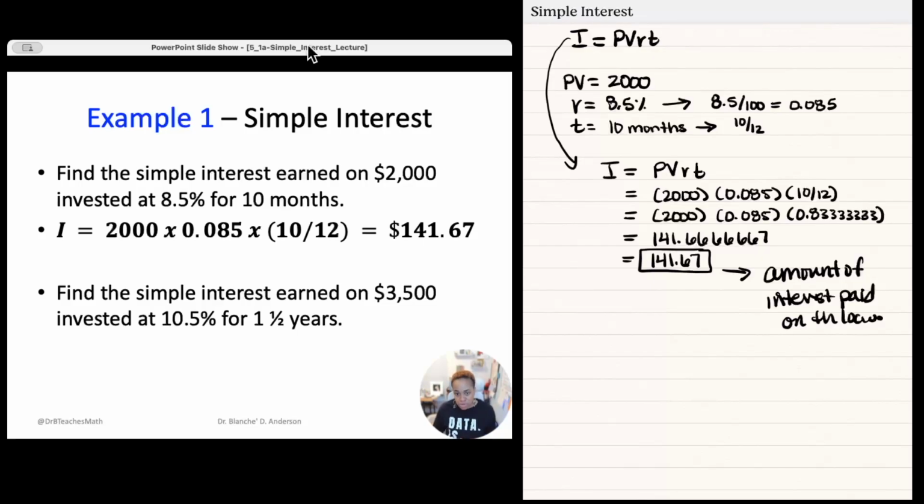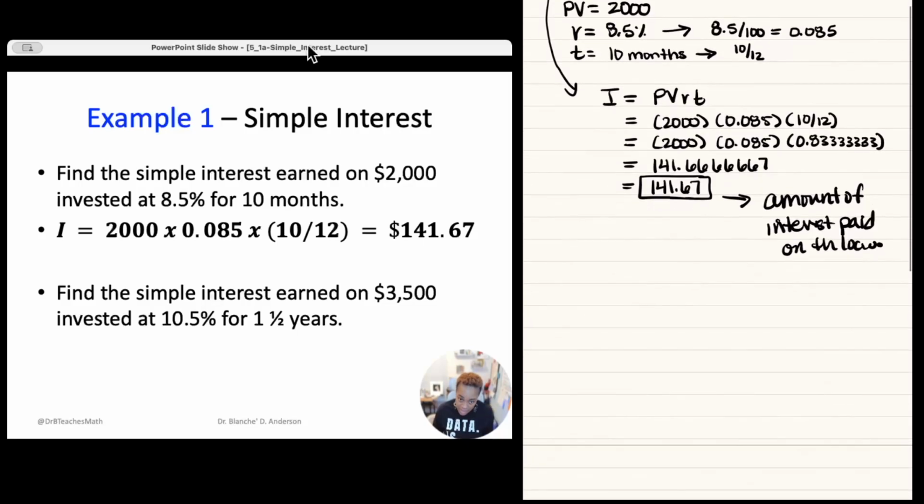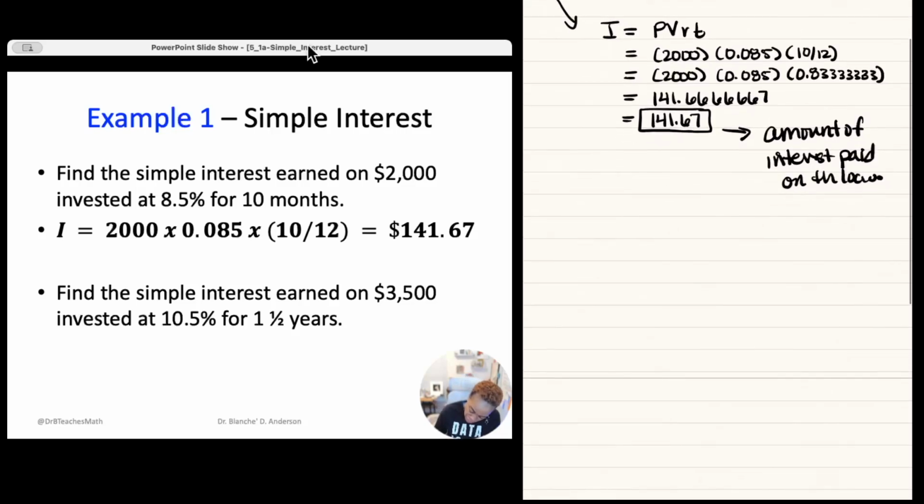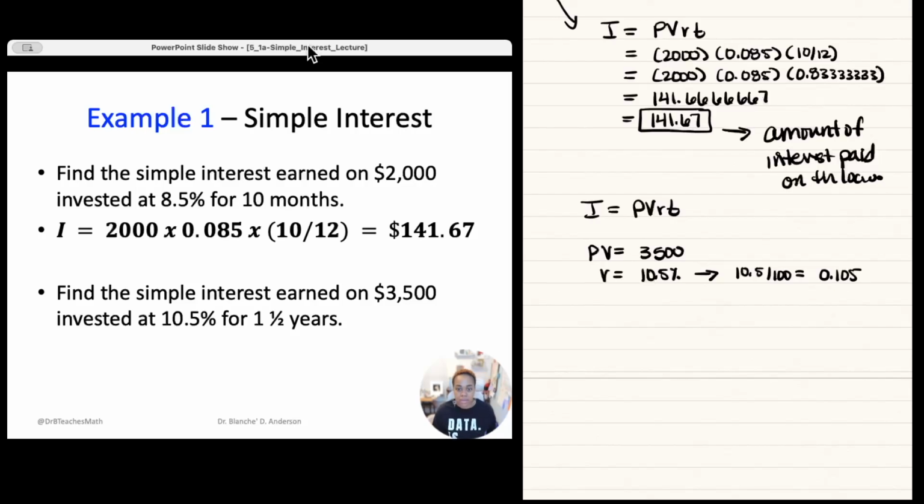Find the simple interest earned on $3,500 invested at 10.5% for 1.5 years. So same thing. Now, depending on what class you're taking, you probably want to get in the habit of writing the formula just so you don't forget. So our PV, our present value is 3,500. Our interest rate is 10.5%, but remember, take 10.5 divided by 100, okay, so that you know what it should be. And our time was 1.5 years. Well, when you write that, you can just write that as 1.5. I hope that makes sense.